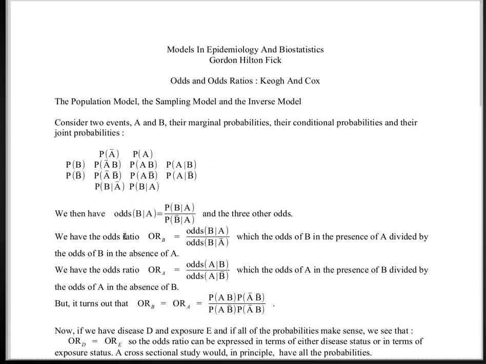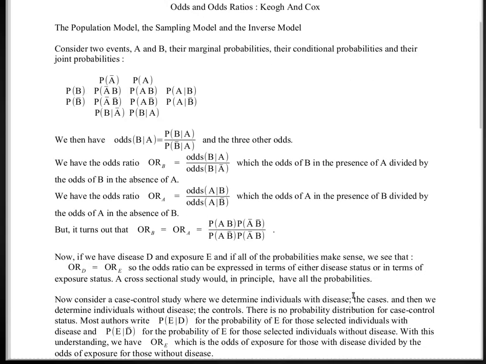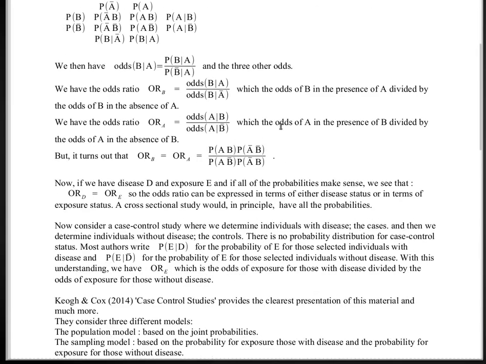We've got an odds ratio. Notice this is the odds ratio where it's expressed as the odds of B in the presence of A divided by the odds of B in the absence of A. Call that odds ratio B. Odds ratio A is the odds of A in the presence of B divided by the odds of A in the absence of B. However, if the joint probabilities are available to us, those two odds ratios are the same. And there's a little bit of math that's needed.